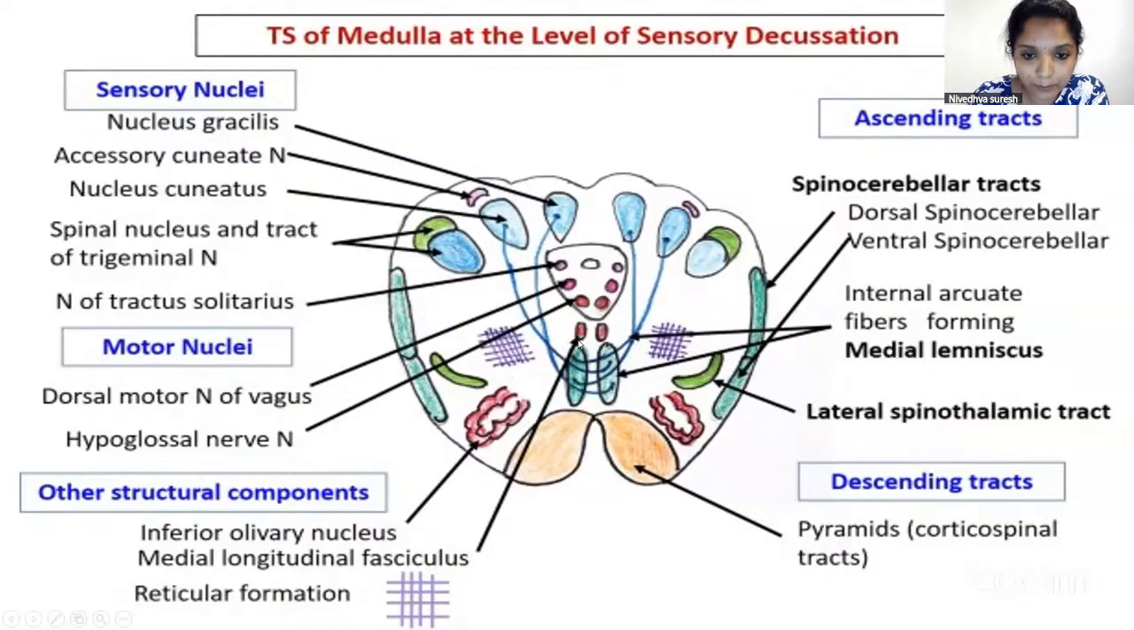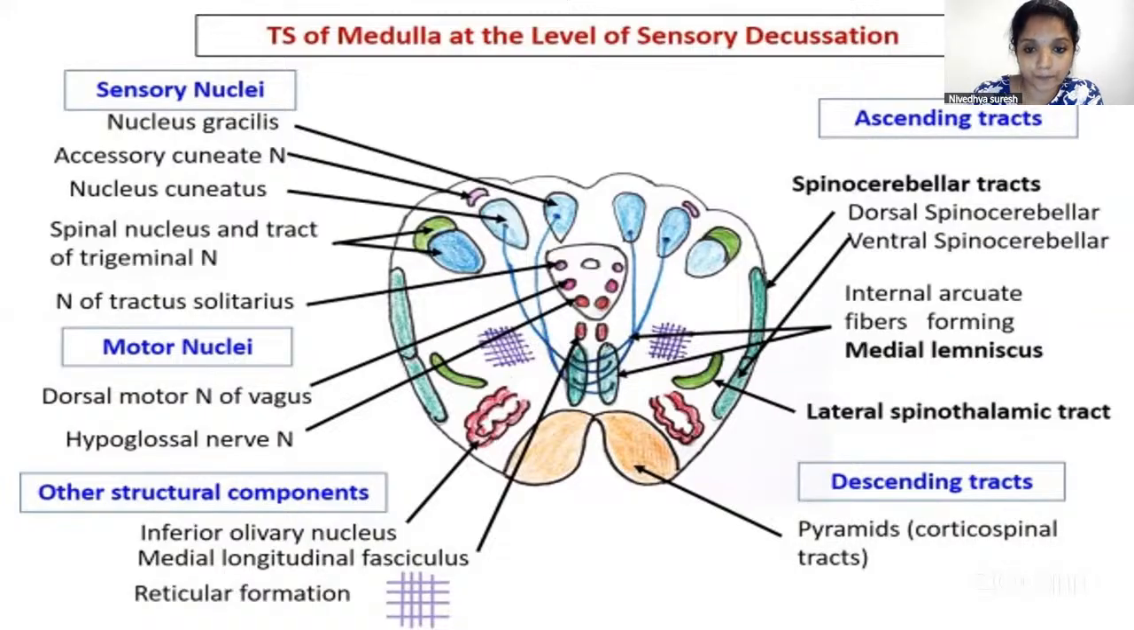Then one more important structure you can see above the medial lemniscus. These structures you can appreciate above the medial lemniscus are called the medial longitudinal fasciculus. The medial longitudinal fasciculus is also very important in sensory perception and the conscious level, and it contains certain nuclei of the nerves.